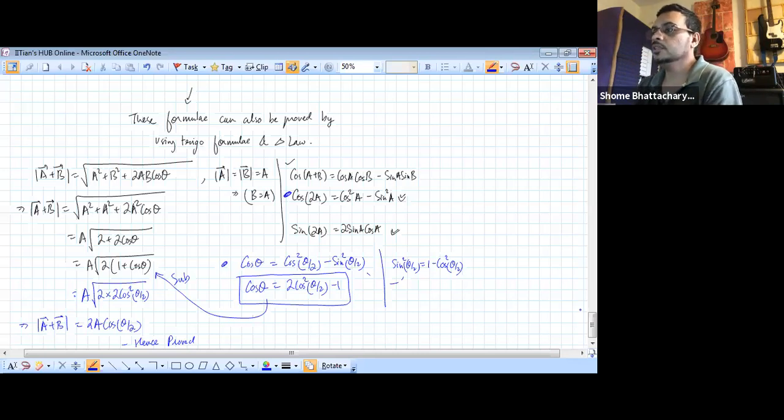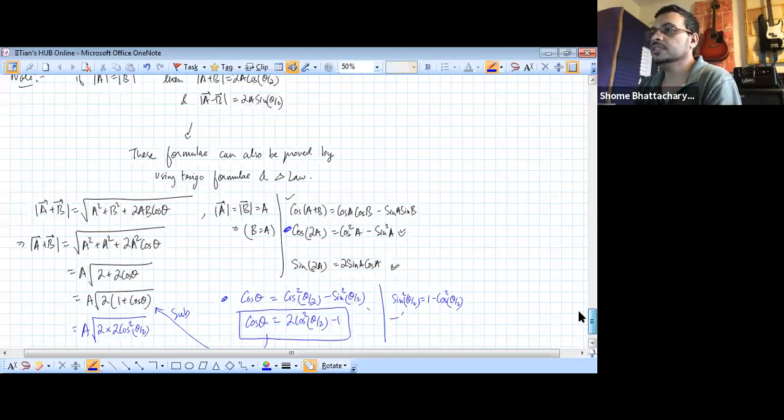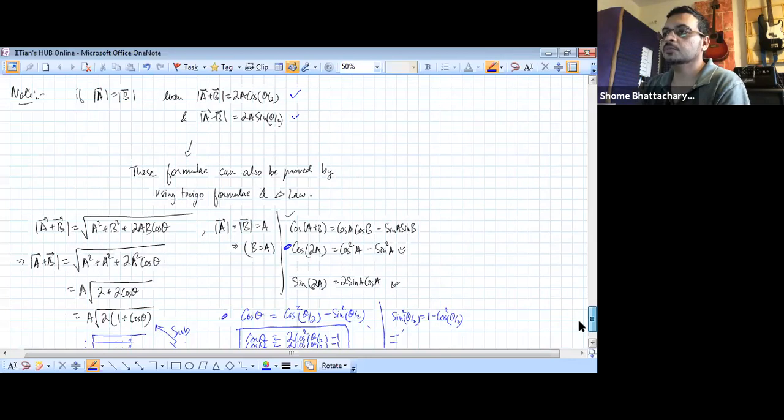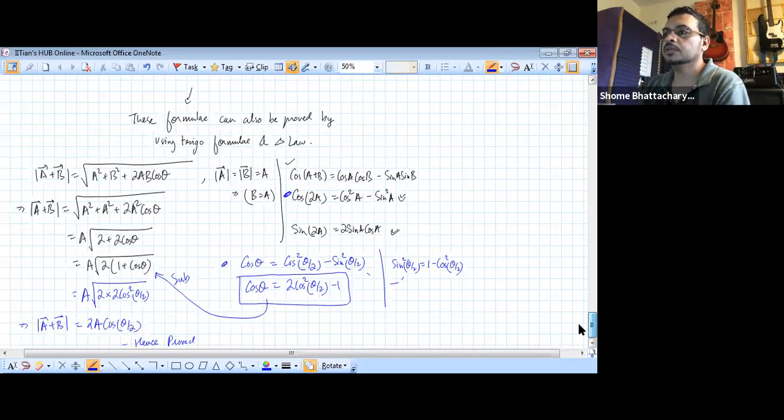Just scrolling up for a moment, what I'm showing you here is that these two special formulas can be proved by using trigonometric formulae along with the triangle law. I've done the proof of the first one, that mod A plus B becomes 2A cos theta by 2. Similarly, when you finish writing this down, you can try out the second one yourself.